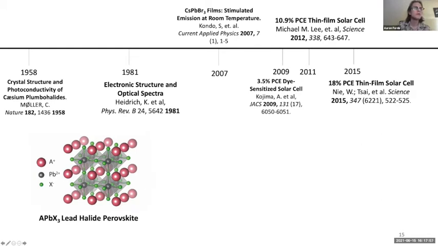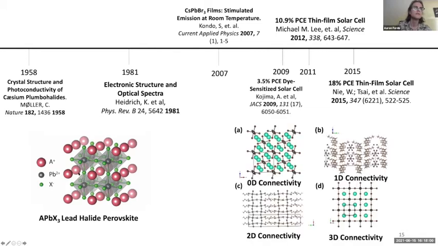I'll just briefly mention that you can have various polymorphs of the perovskite. The figure on the left would be the 3D connectivity shown in panel D, but with various chemistries you can also have disconnected regions of the lattice, which would change the connectivity. But the bulk of this presentation will be on 3D perovskites.